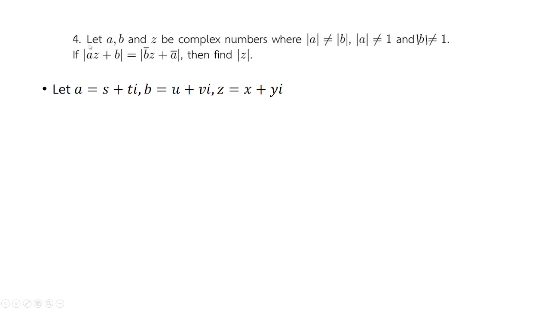Okay, first let's define a, b, and z. So we'll say a is s plus ti, b is u plus vi, z is x plus yi. And here I should have said where s, t, u, v, x, y are real numbers.